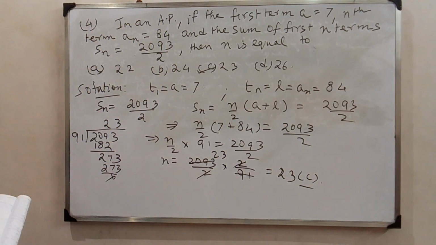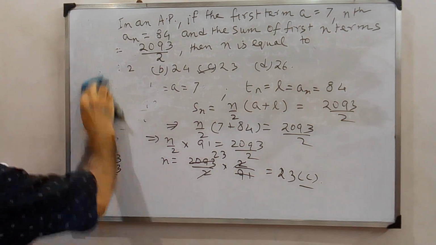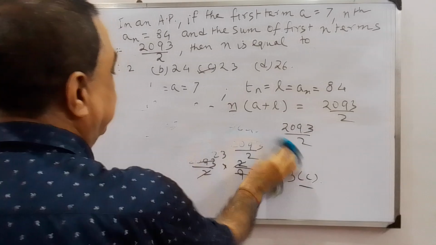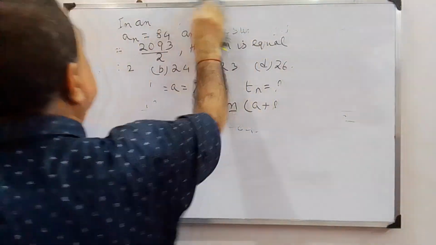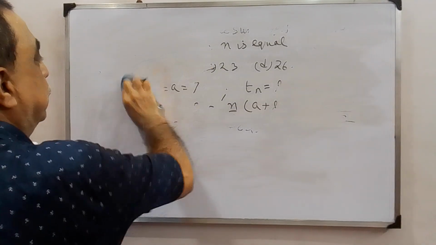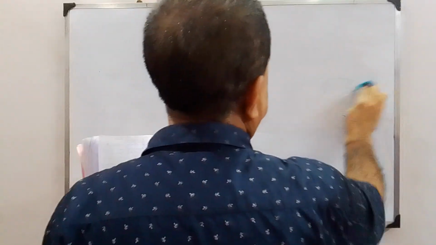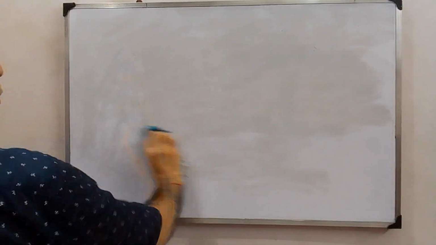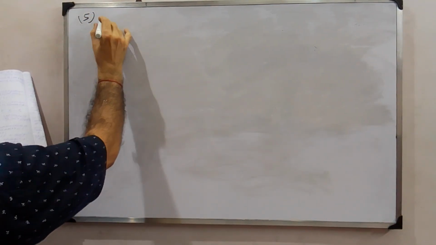Now we will be doing question number 5. Now see here, I am writing question number 5 on the board. Now watch here. So what is question number 5 saying?